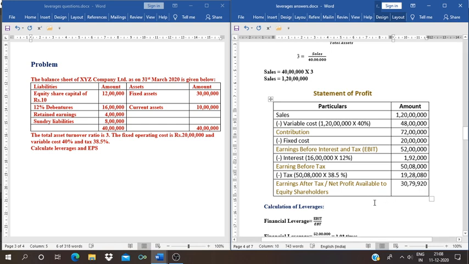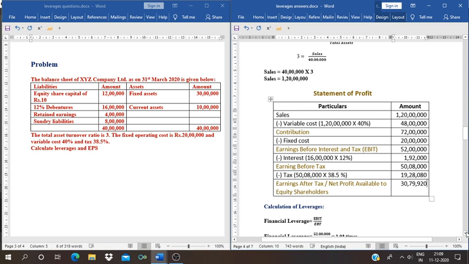I have written here that earnings after tax are also the net profit available to equity shareholders, because in the problem preference share capital is not given. If preference share capital is given, we have to deduct the preference dividend from the earnings after tax. At the end, we will get net profit available to equity shareholders. But in this problem, preference share capital is not there. So we can treat earnings after tax as the net profit available to equity shareholders.